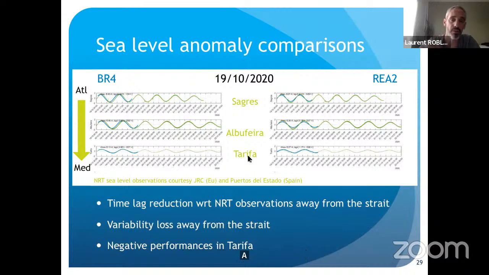In Tarifa, inside the strait, there is no loss of variability, and the time lag with respect to observation increases.